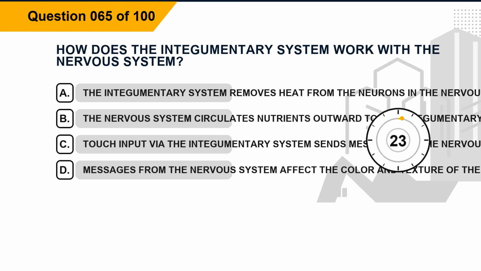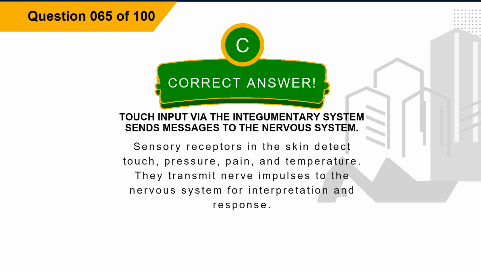Question 65. How does the integumentary system work with the nervous system? Option A. The integumentary system removes heat from the neurons in the nervous system. Option B. The nervous system circulates nutrients outward to the integumentary system. Option C. Touch input via the integumentary system sends messages to the nervous system. Option D. Messages from the nervous system affect the color and texture of the skin. The correct answer is option C. Touch input via the integumentary system sends messages to the nervous system. Explanation. Sensory receptors in the skin detect touch, pressure, pain, and temperature. They transmit nerve impulses to the nervous system for interpretation and response.